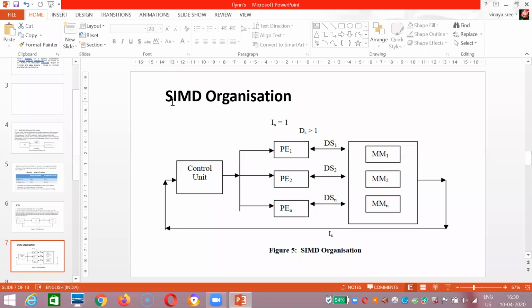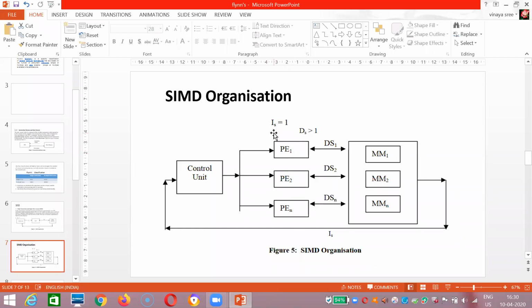Single instruction means the instruction will be executed in the control unit. As it is single, here also the control unit will be single. Now multiple data. For getting the data, definitely an ALU will not be provided; multiple data means memory. That is the reason the entire main memory is divided into modules like memory module 1, memory module 2, memory module n, based on how many processing elements are present here.